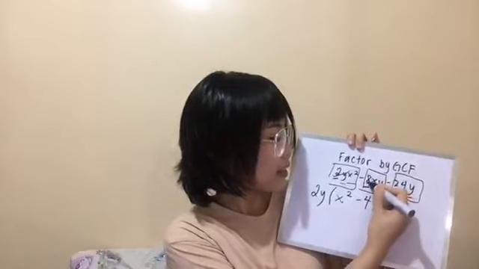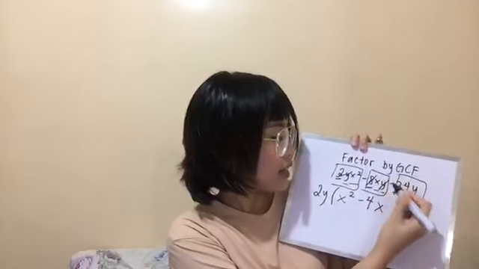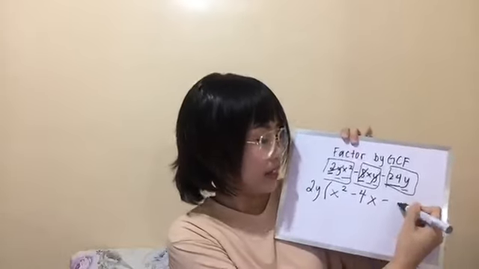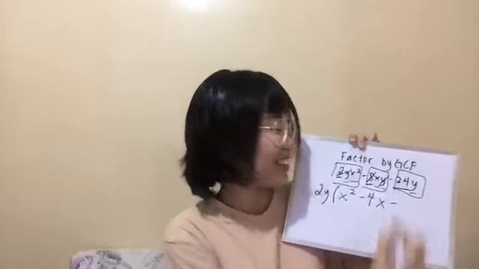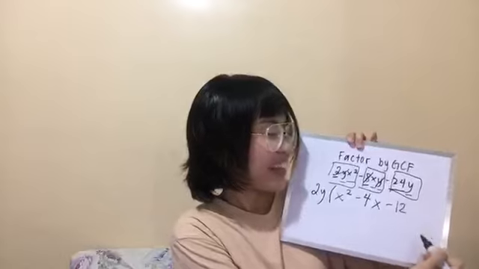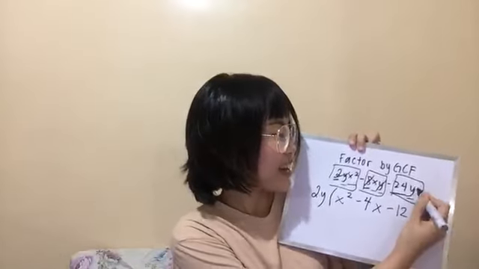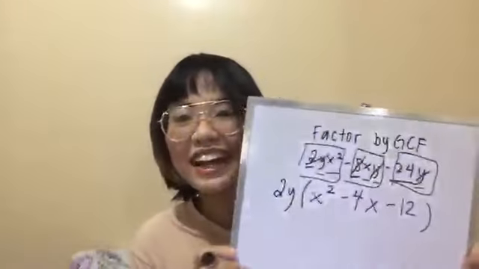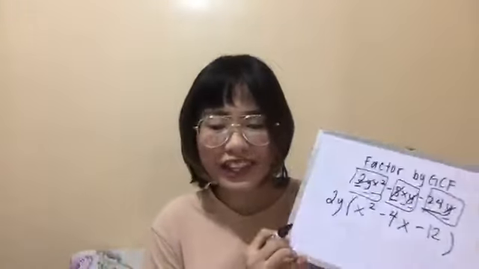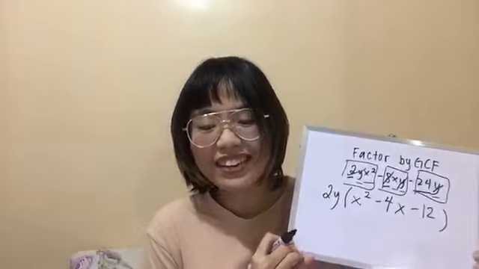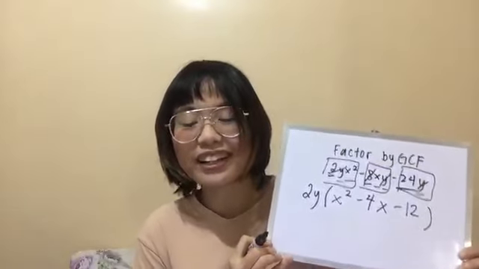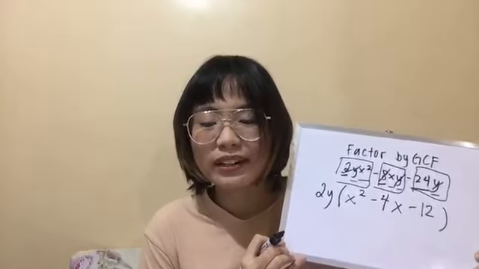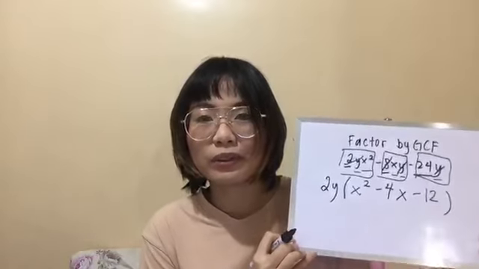That's correct because you divide it by 2 and you cancel this y because we already have a y here. And then finally you have 24 divided by 2 is 12. And then you put y? No, because y is cancelled. That's simple. So this is the correct answer for the factoring of the equation 2y x squared minus 8xy minus 24y. The answer will be 2y parenthesis x squared minus 4x minus 12 close parenthesis.